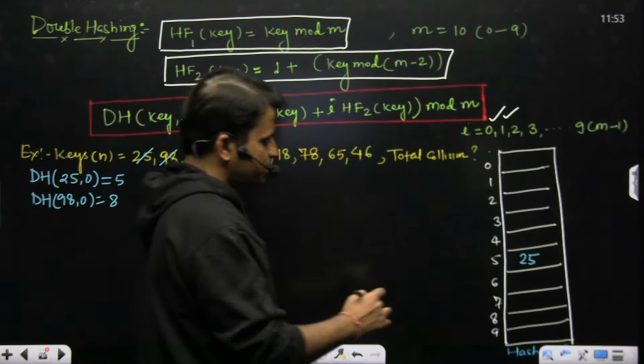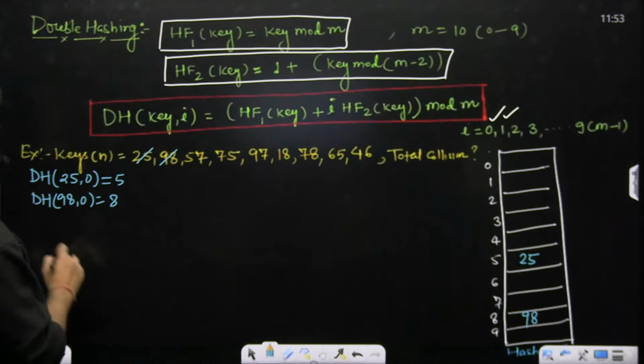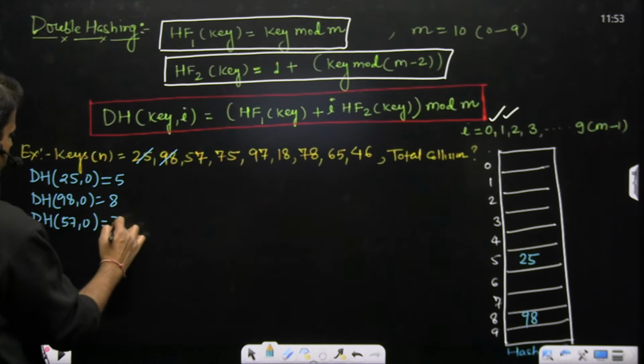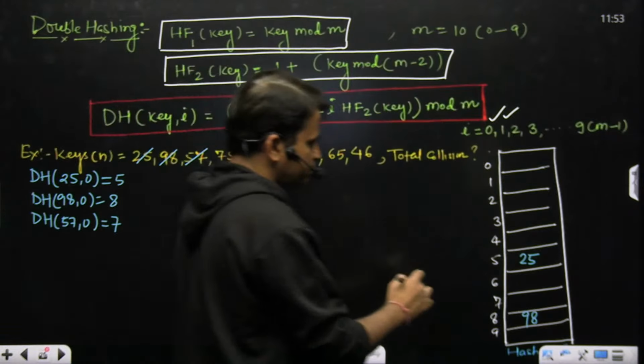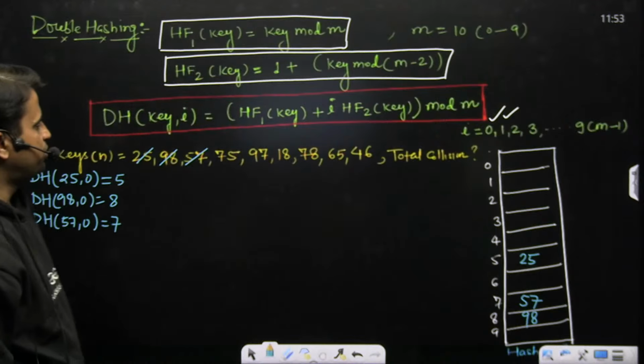So 98 is stored at this position. 57 is stored at this position, right?